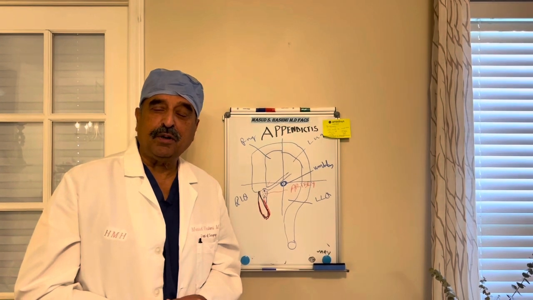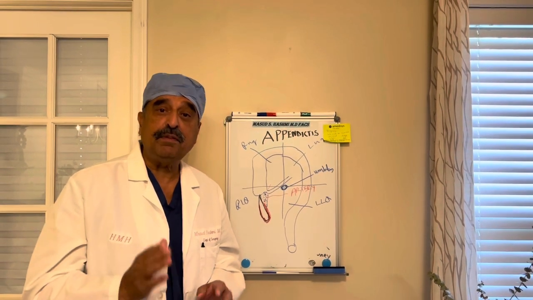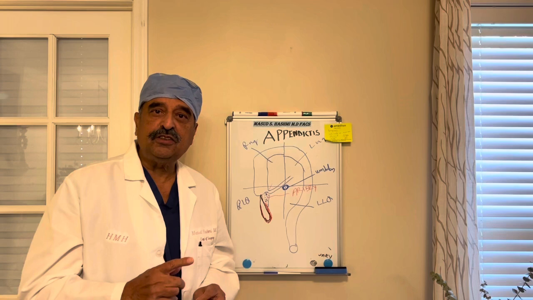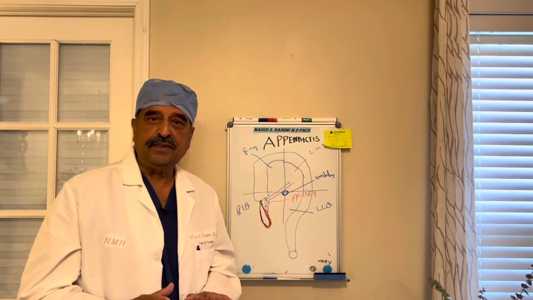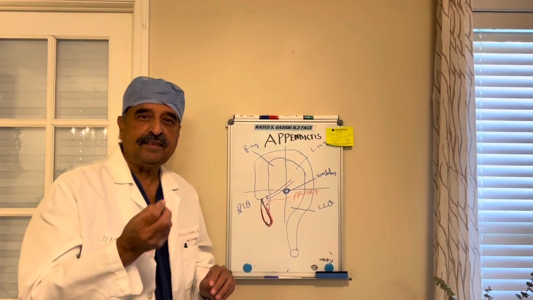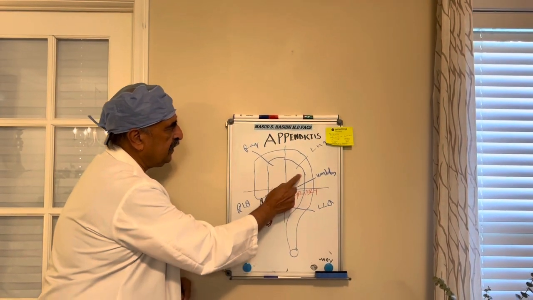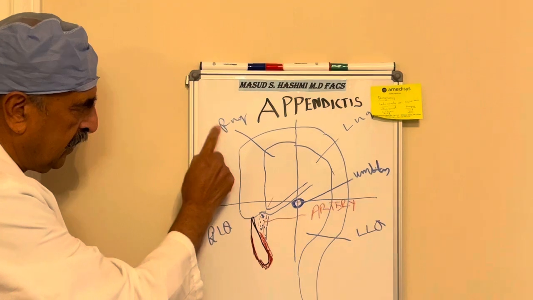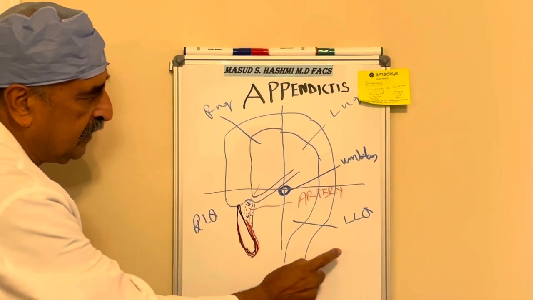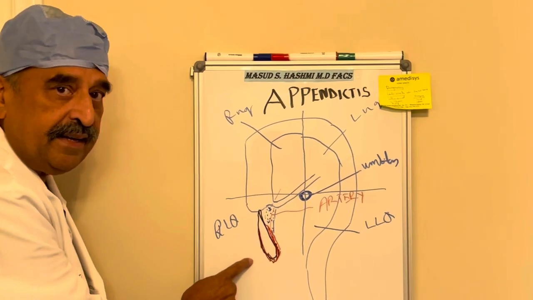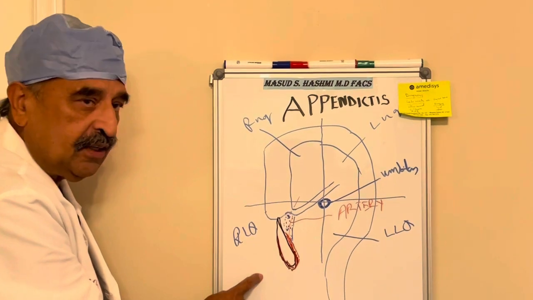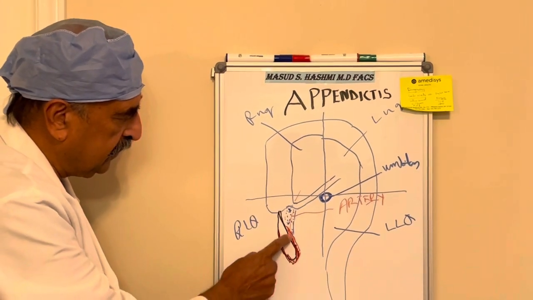Today we are going to talk about acute appendicitis. You remember in my previous lecture I showed you the anatomy of the abdomen, so today we'll revise it a little bit. This was the abdomen and these were the quadrants I made: left upper quadrant, right upper quadrant, right lower quadrant, and left lower quadrant. The appendix is in the right lower quadrant. So I showed how it's inflamed.